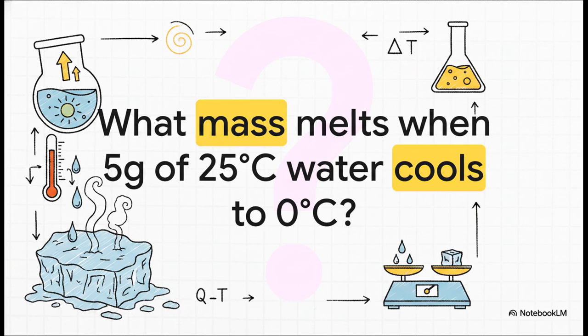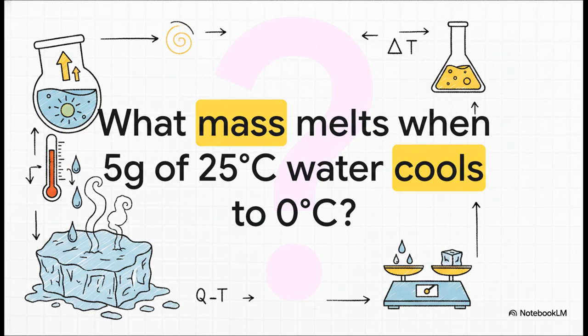Okay, let's level up. We're going to take everything we just learned and mash it together in one big dynamic scenario. Imagine 5.0 grams of warm water at 25 degrees Celsius. It drips right onto a massive block of ice that is sitting exactly at its melting point of 0 degrees. The warm water cools all the way down to 0, and obviously some of that ice is going to melt. Assuming a perfectly efficient energy transfer, we need to figure out exactly how much ice melted.